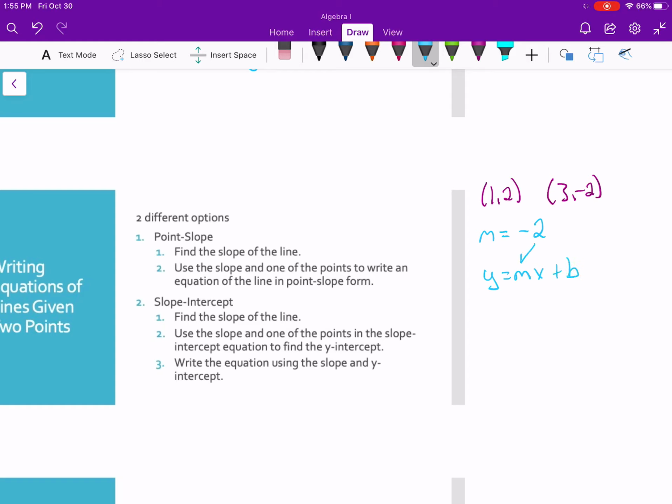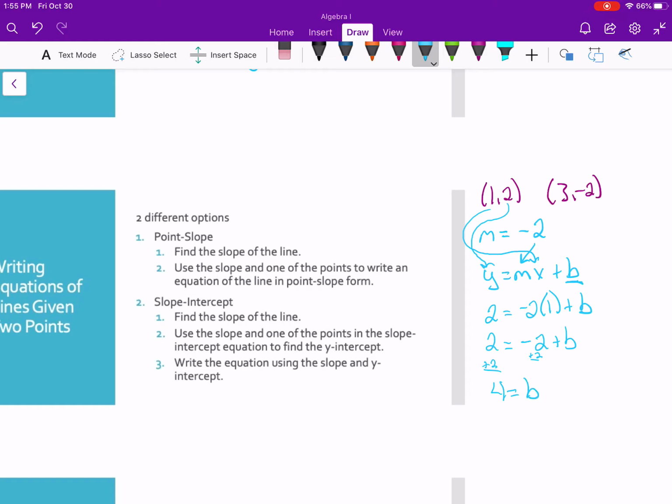We already know our m. We don't know our b. So what we're going to do is pick one of our points, and I'm going to pick the first one. And I know that 1 is an x value, so I'm going to put that in for x. And 2 is a y value, so I'm going to put that in for y. So 2 equals -2 times 1 plus b, and then we just solve for b. 2 equals -2 plus b, add 2, 4 equals b.